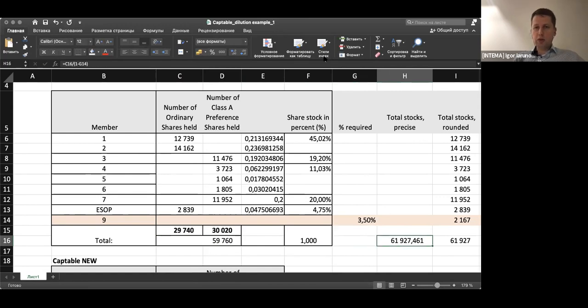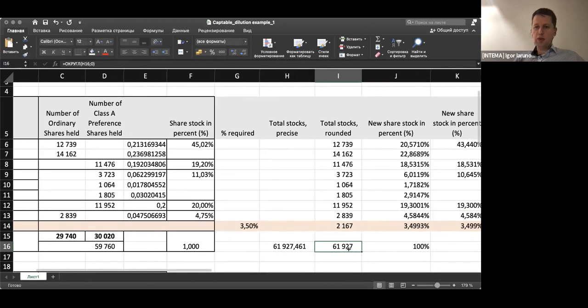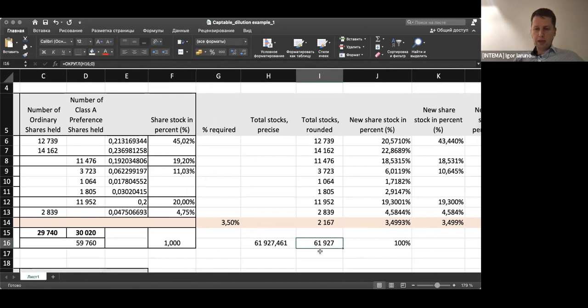And we use this calculation to run our table. So what can we do? We divide 59,000, so the previous number of shares, by 96.5%. So now 100% of shares is 61,000. But we didn't receive the exact number of shares. We have tens, hundreds, thousands after the dot. So I think we should round them. We say that 69,927 is 100% of all our stocks.